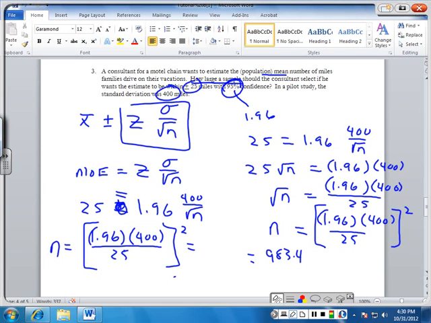That's the minimum, but you can't take 983.4. And so you want to round up, always round up, because this is the minimum. So you would take 984 or more. Or if you just want to say, greater than or equal to 984. Okay, so that's calculating sample size given a certain margin of error. Now, you can see in this case it came out to be 984.